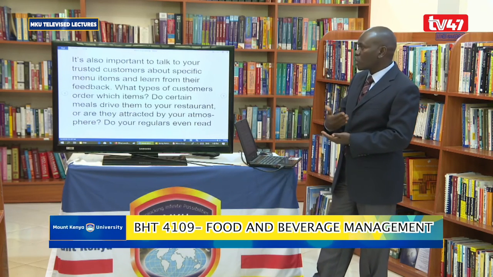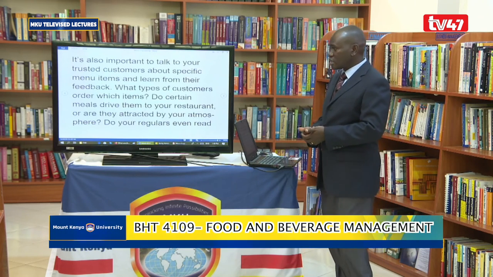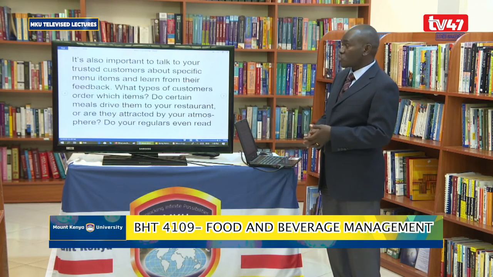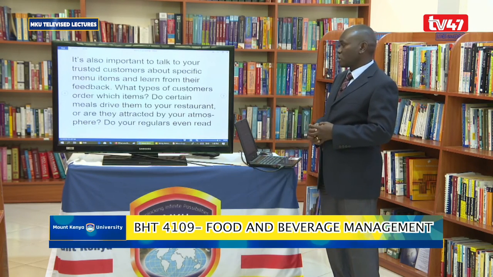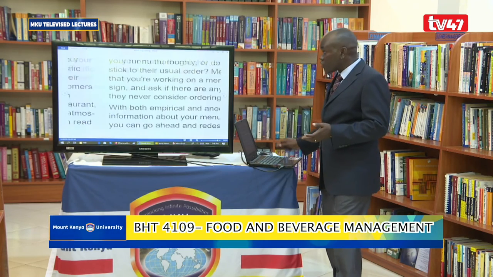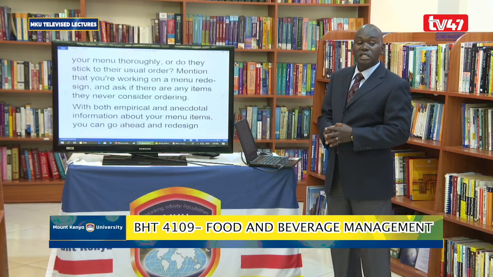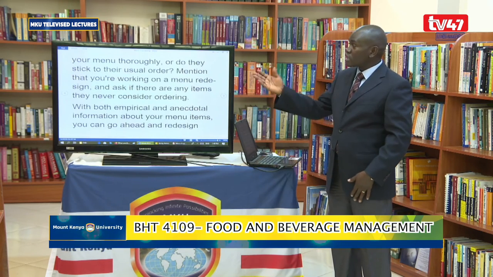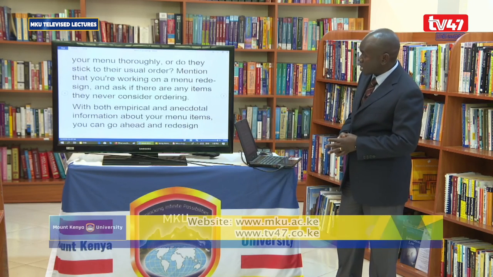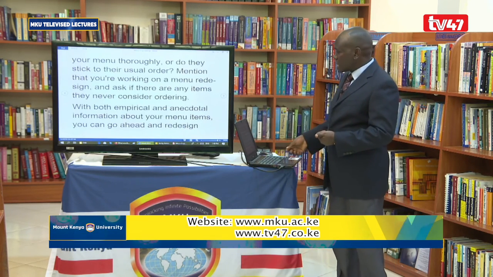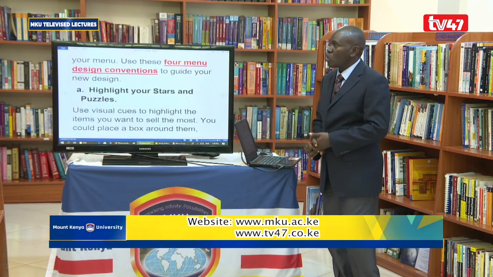So there you're going to be looking at what type of customers order which items, whether certain meals drive them to your restaurant, or are they attracted by your atmosphere, or do your regulars even read your menu thoroughly? Because you may be imagining it is the menu card that's driving them, but customers are not actually seeing even the menu card. So that's part of what you need to check on. And so, use also feedback from your customers as you go through this.